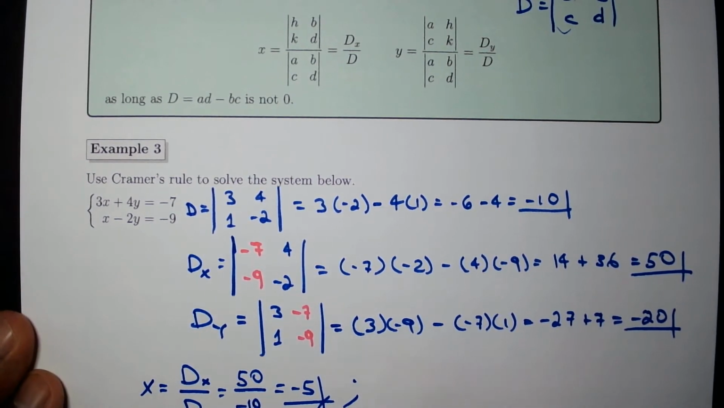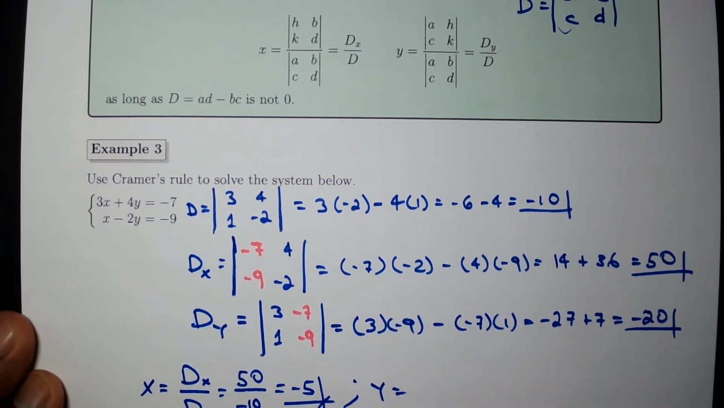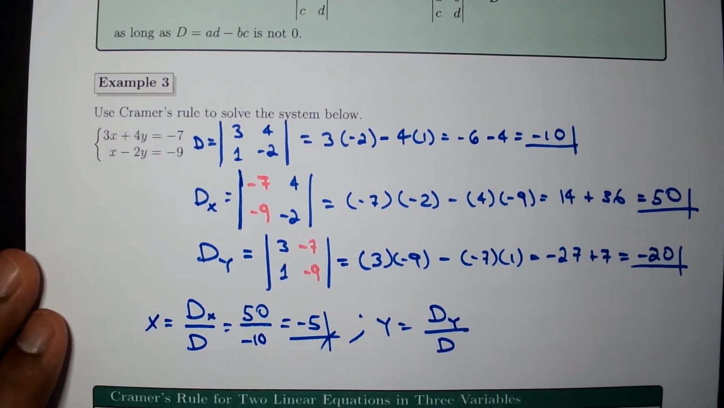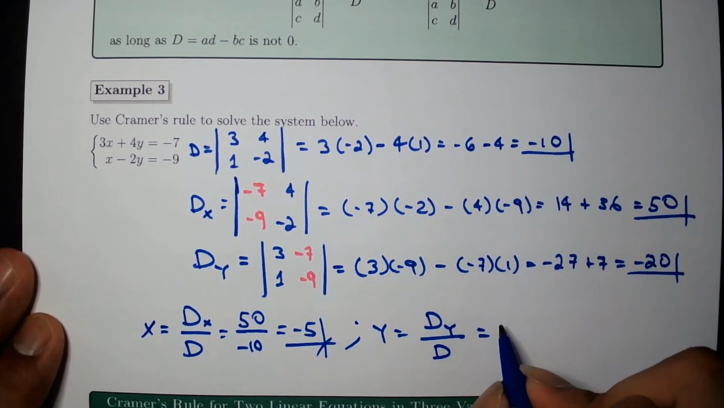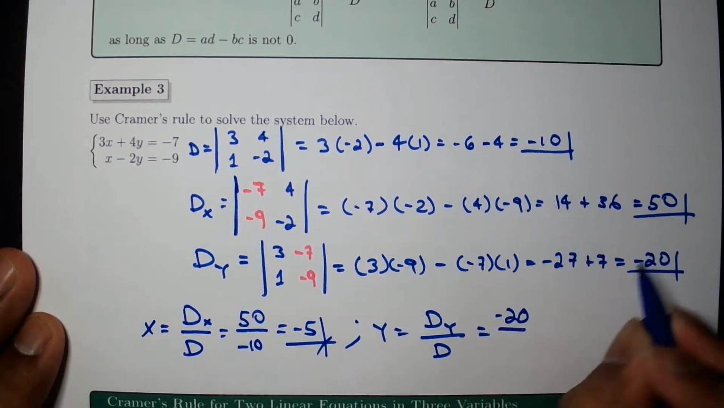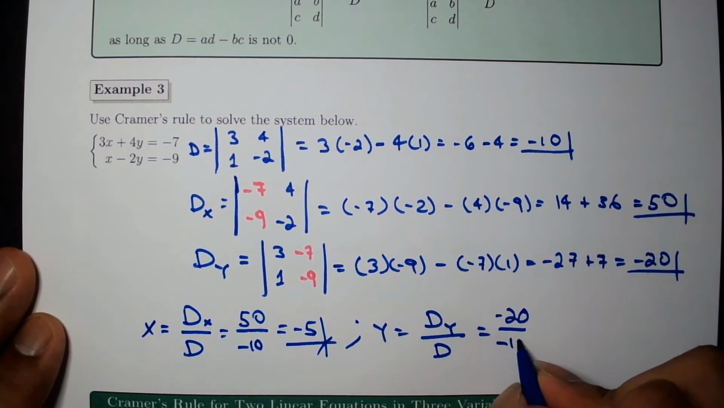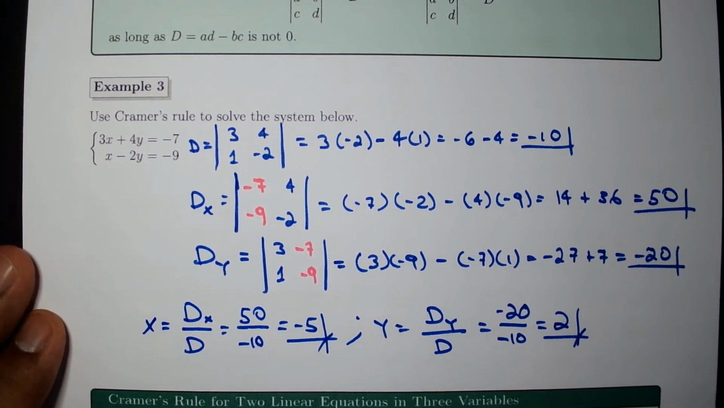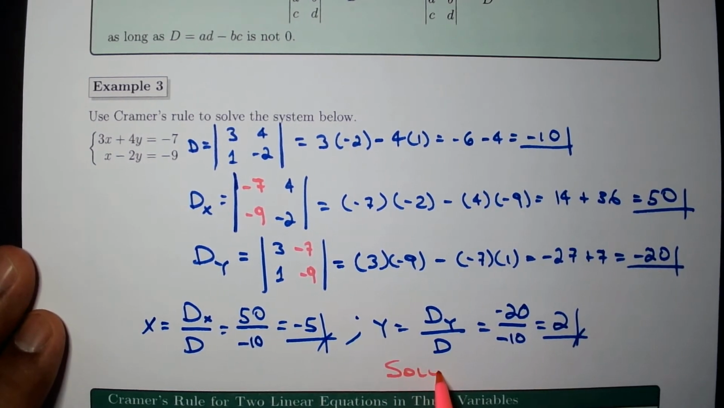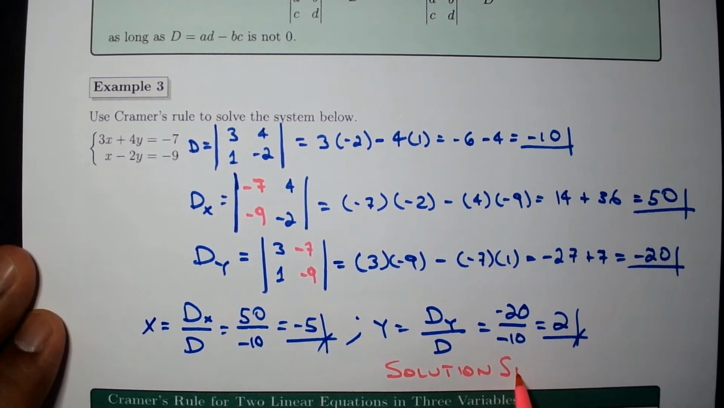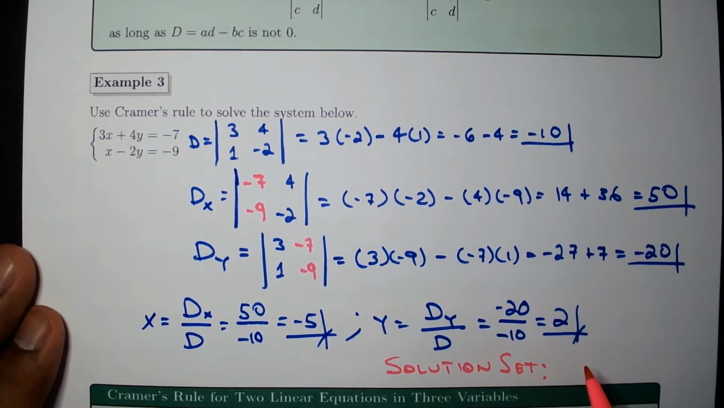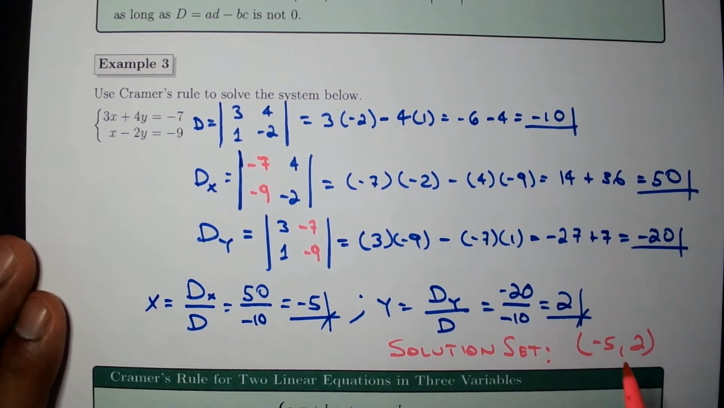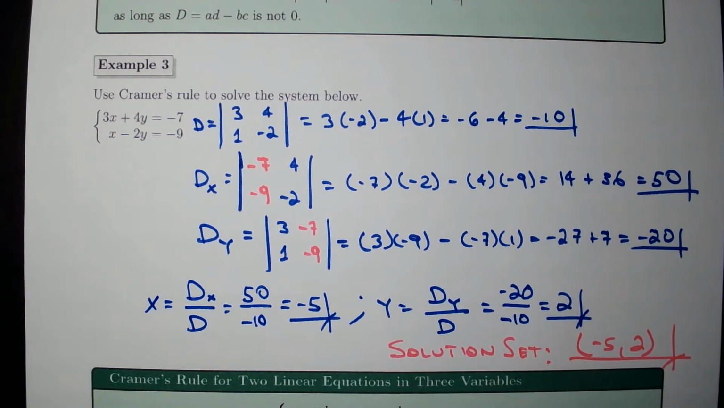And as for y, we find the quotient between d sub y and d. Okay, in this case, d sub y is negative 20 over d, which equals negative 10. And in this case, this gives us positive 2. That's the final answer. So the solution set will be the ordered pair negative 5, comma 2. And that's one example of how to do a 2 by 2 system using Cramer's rule.